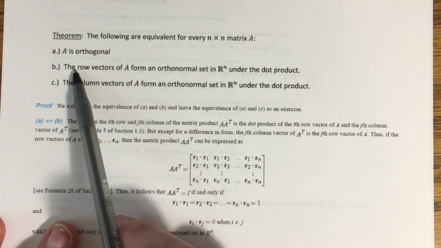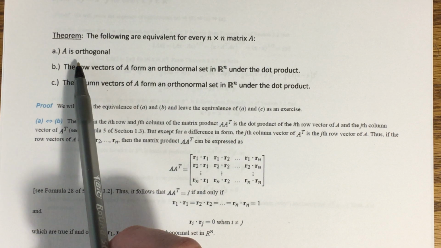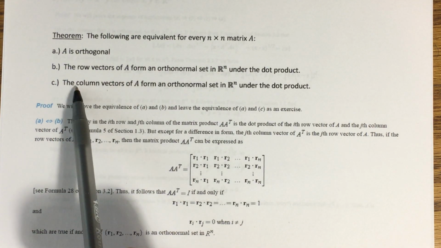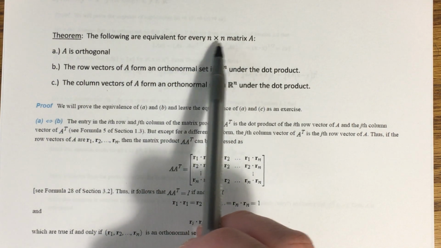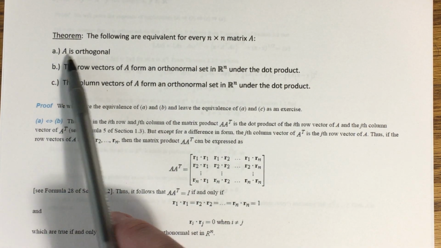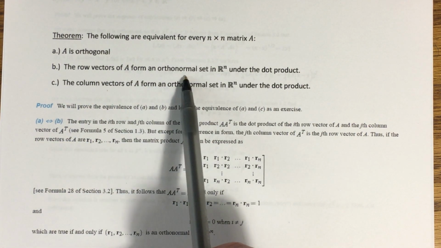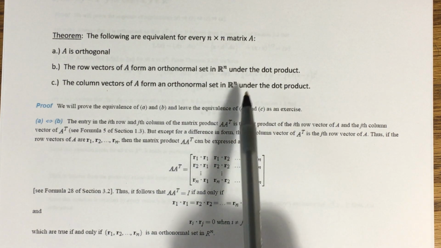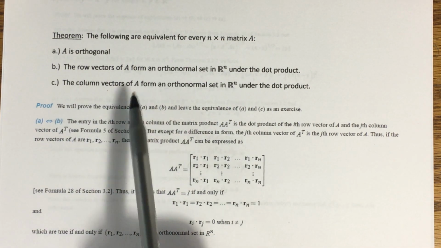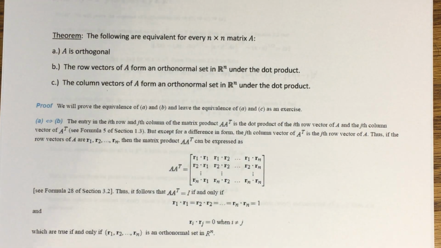This is sort of an equivalence theorem. It's not the equivalence theorem. It's just a theorem that lays out three equivalences. So the following three statements are equivalent for every n by n matrix A. A: A is orthogonal, if and only if B: the row vectors of A form an orthonormal set in Rn under the dot product, if and only if C: the column vectors of A form an orthonormal set in Rn under the dot product.